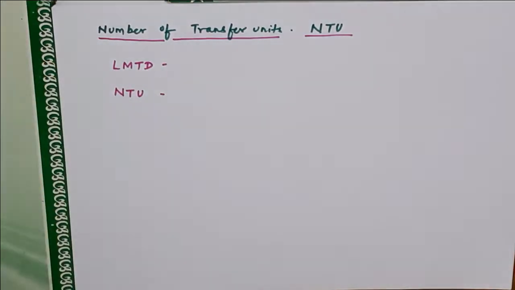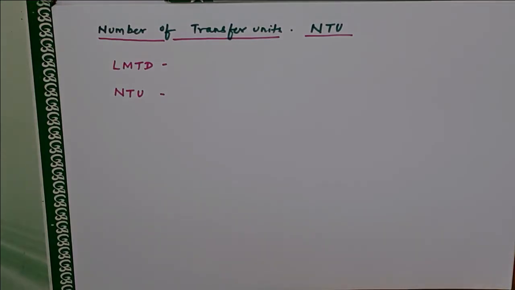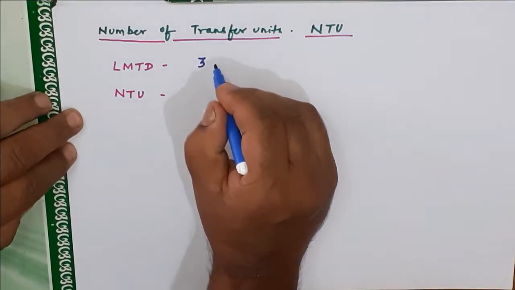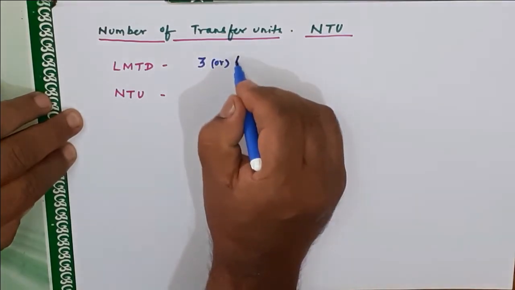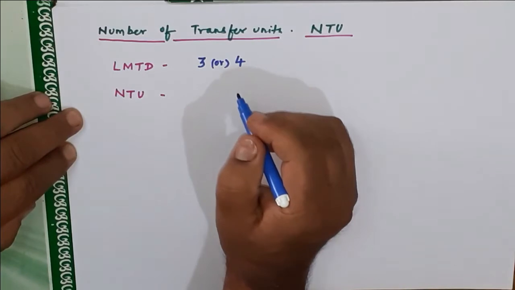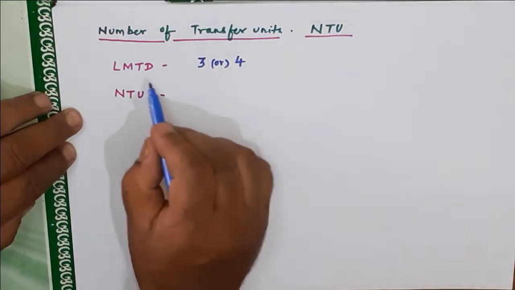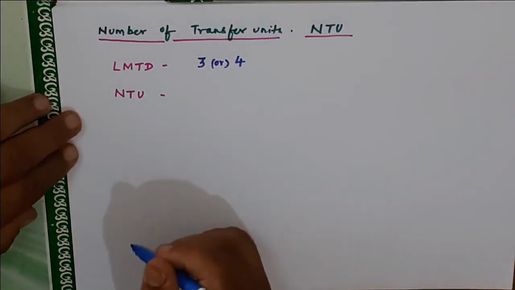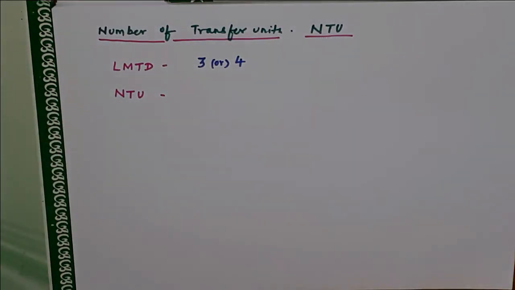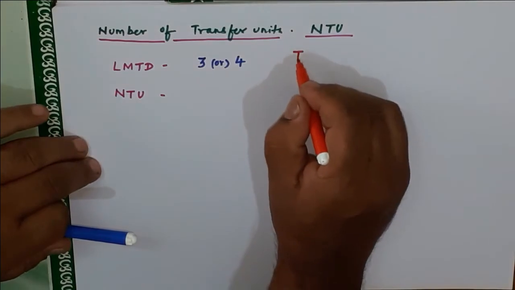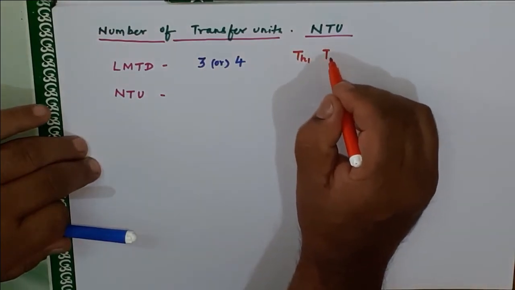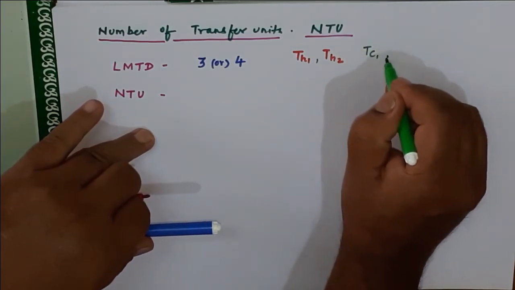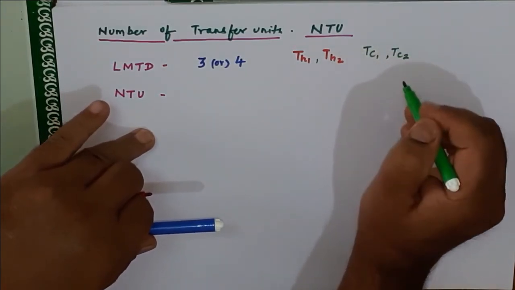What is the difference between the two? In the LMTD method, suppose you know either 3 temperatures or all the 4 temperatures of a heat exchanger, then you can easily design a heat exchanger using the LMTD method. How many temperatures does a heat exchanger have? Hot fluid inlet temperature, hot fluid exit temperature, cold fluid inlet temperature, cold fluid exit temperature. So you will have 4 temperatures.